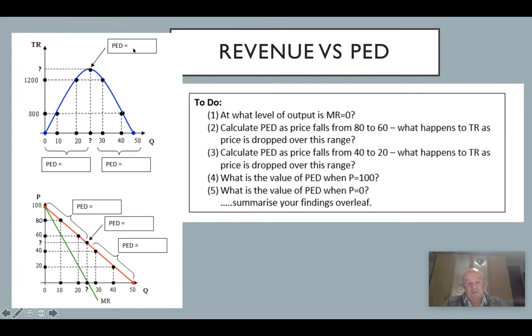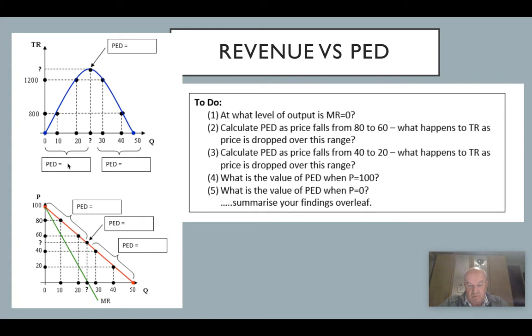So we're going to look at different levels of PED, price elasticity of demand. I'm going to come back to that in a minute. So in this instance, in the first question, we have to see at what level of output marginal revenue is equal to 0.